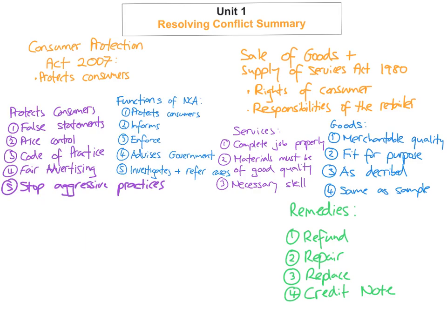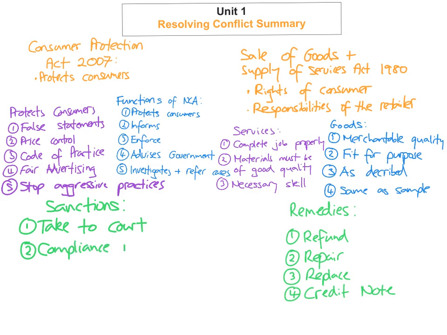So if retailers do break this Consumer Protection Act, the National Consumer Agency has got sanctions that they can issue. So sanctions and penalties. The first sanction is they can take the retailer to court. The second thing is they can issue them with a compliance notice. So basically telling them that they need to stop doing what they're doing and obey the law.